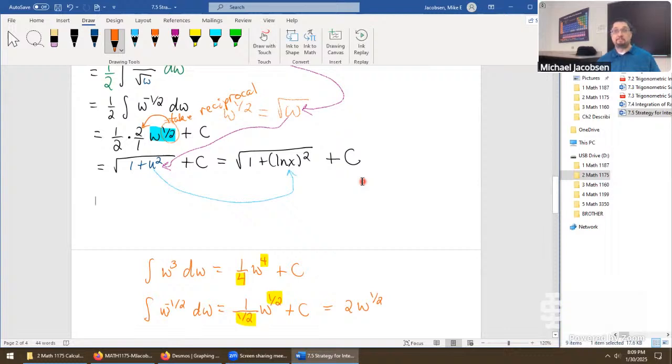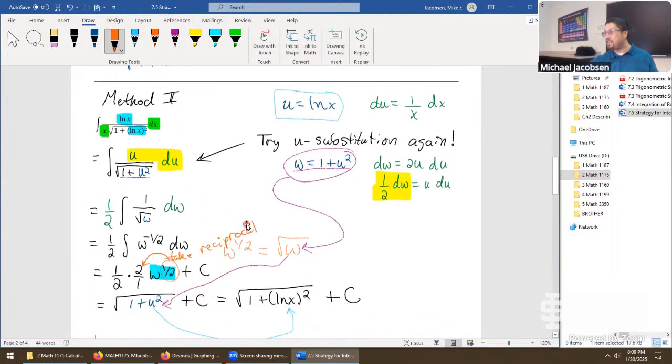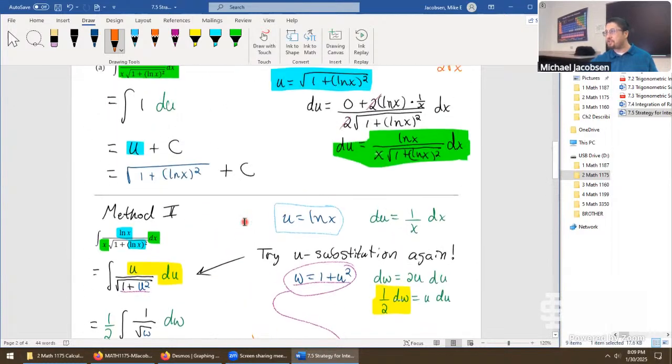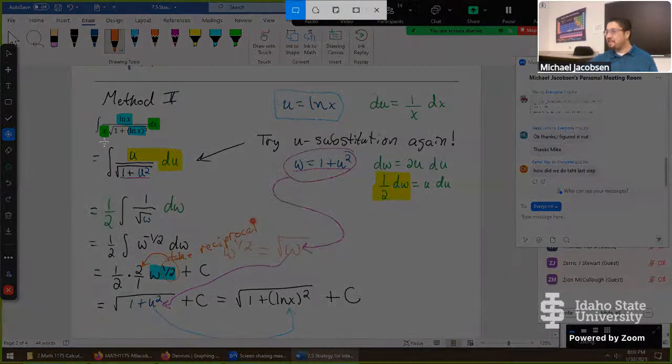Other questions at the moment? Absolutely. Let's give that a try. I'm kind of curious on that because I don't think I've ever done the trig sub on it. Or hang on, we're thinking of this part right here. Let's give that a try. That could be kind of interesting.